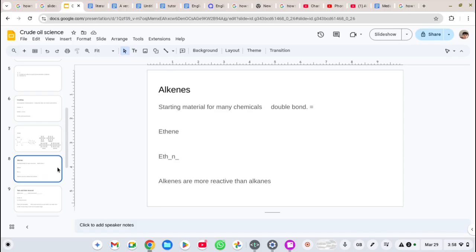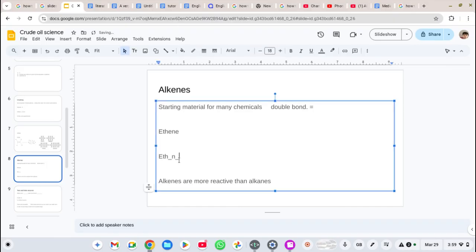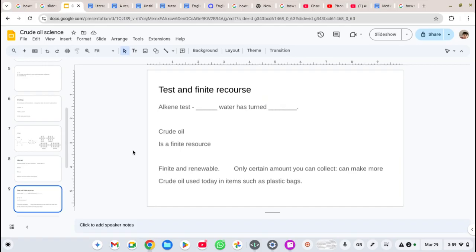Ethene. Now, alkenes are very similar to alkanes. It's just rather than A, it's E. Ethane, well, this should actually be an E, but this letter changes from an A to an E. Alkenes are more reactive than alkanes, so if you get a question comparing them, ooh, alkene test.